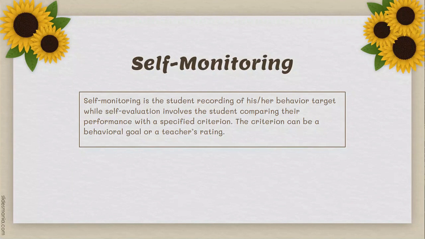But to really implement this strategy, we have to incorporate self-monitoring and self-evaluation skills as well. As I just mentioned, self-management allows students to be responsible for their behavior. Self-monitoring is the student recording his or her behavior target, while self-evaluation involves the student comparing their performance with a specific criteria. The criterion can be a behavioral goal or a teacher's rating.